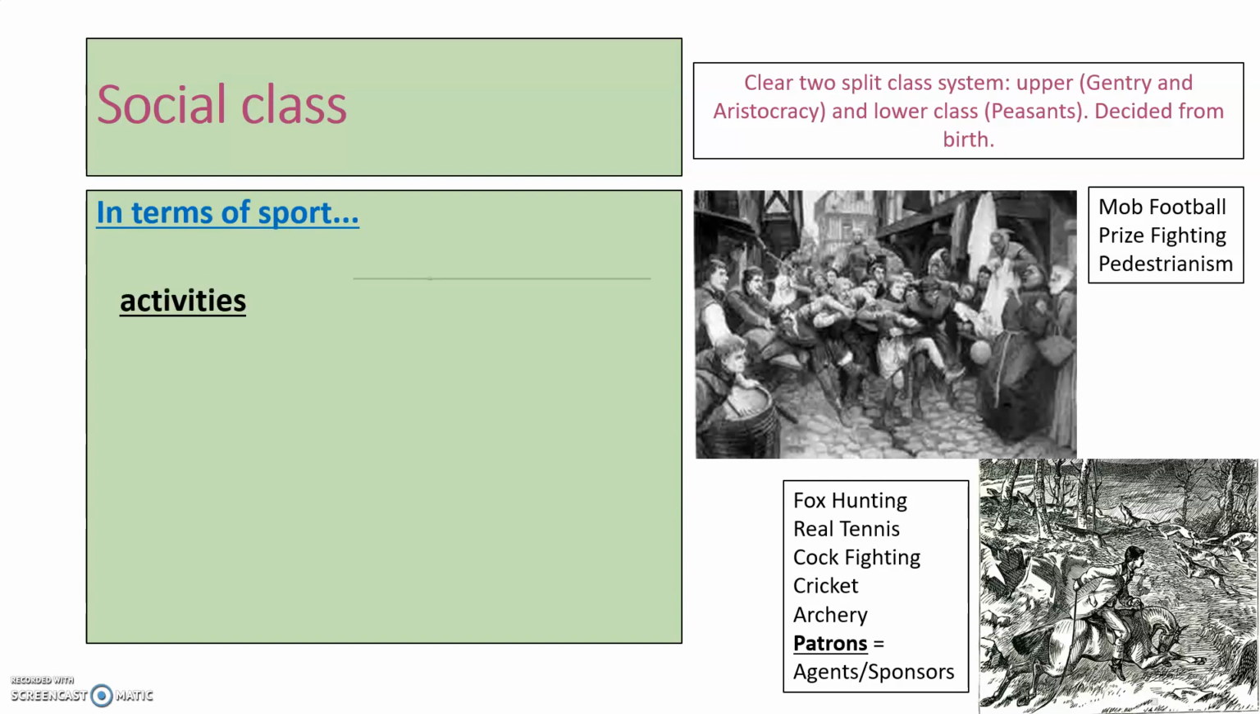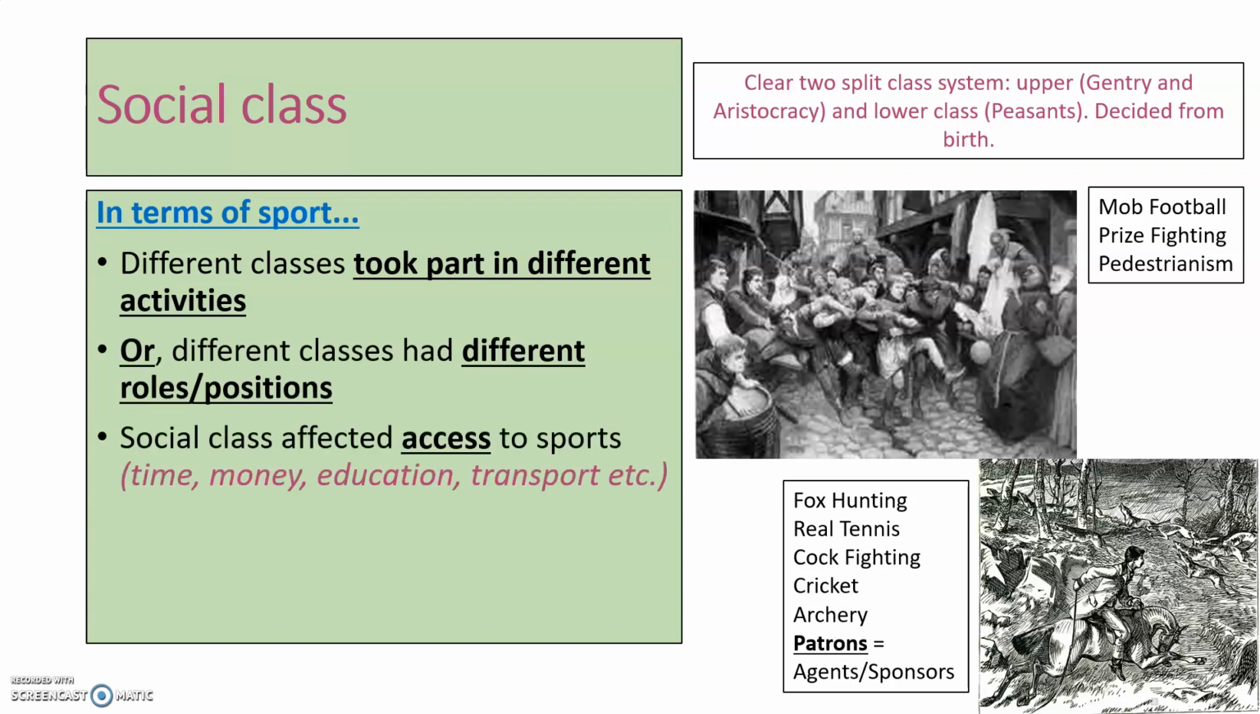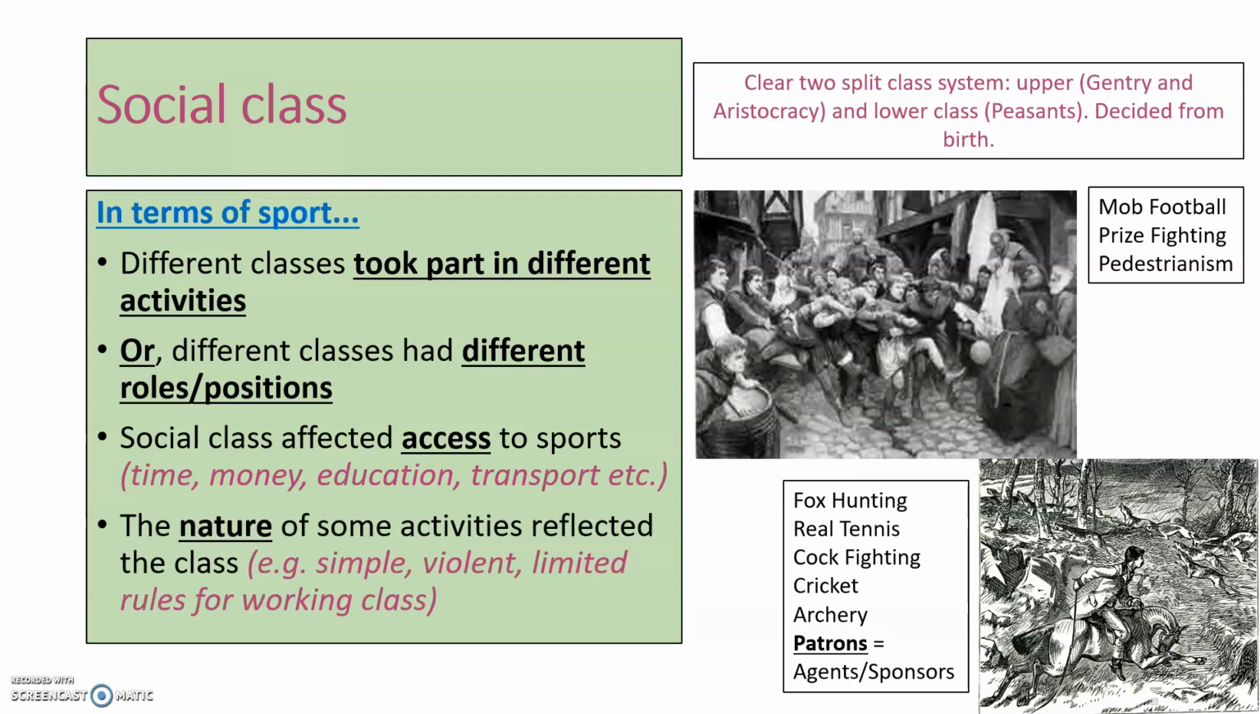Okay, so how did that have an impact in terms of sport? Often, as I said before, the different classes took part in different activities, and ultimately they had different positions and roles in society. The social classes were affected by things like time, money, education, and transport. Ultimately that impacted and reflected the type of activities that they played. So the lower class, the peasants, would have played things that were simple, violent and had very limited rules in terms of the sports and activities that they played.